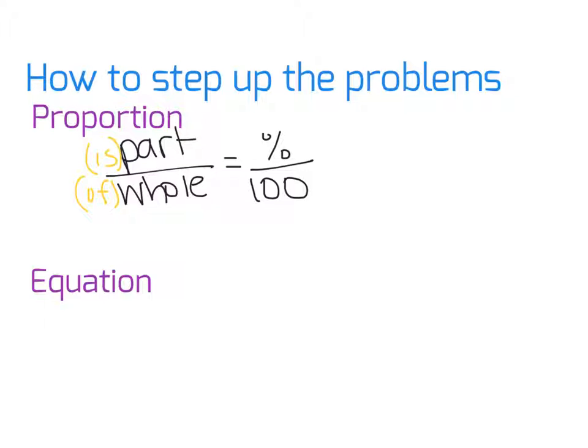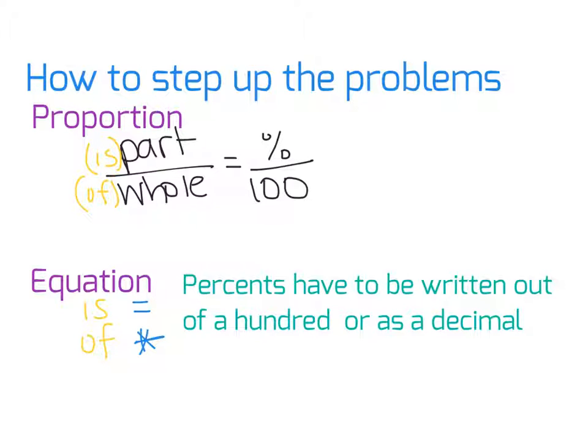If you want to set up an equation, you're going to use some keywords. The keywords you're going to use, once again, are "is" and "of." "Is" is going to signify the equal sign. "Of," remember, usually means multiplication in math. And whenever it says "what is," that's where you're going to have a variable. An important thing to remember about an equation, though, is that percents have to be written as out of 100, so as a fraction, or as a decimal.